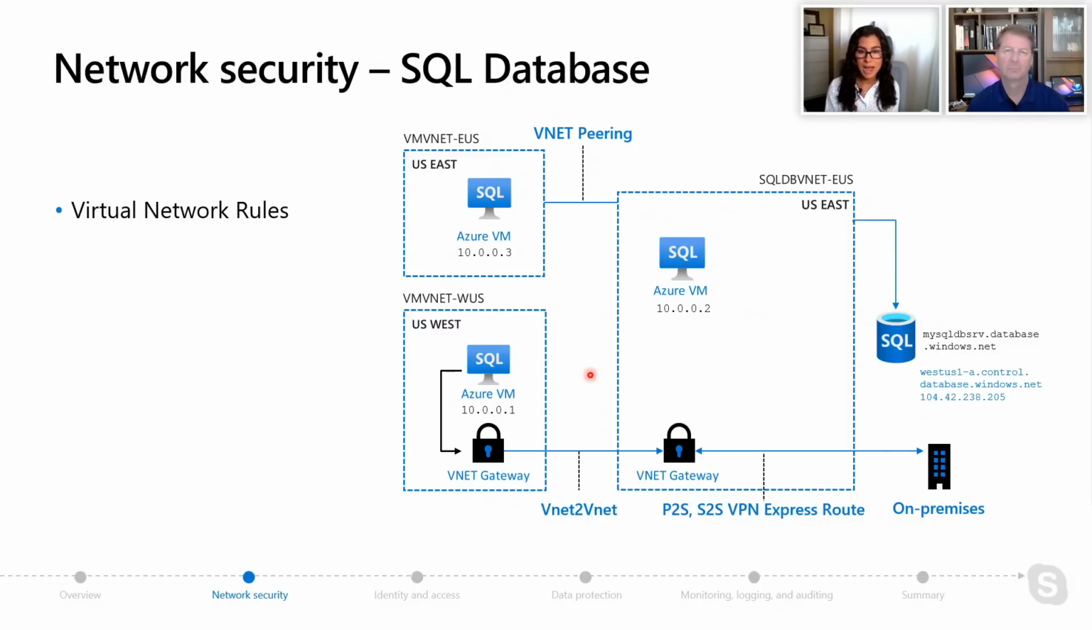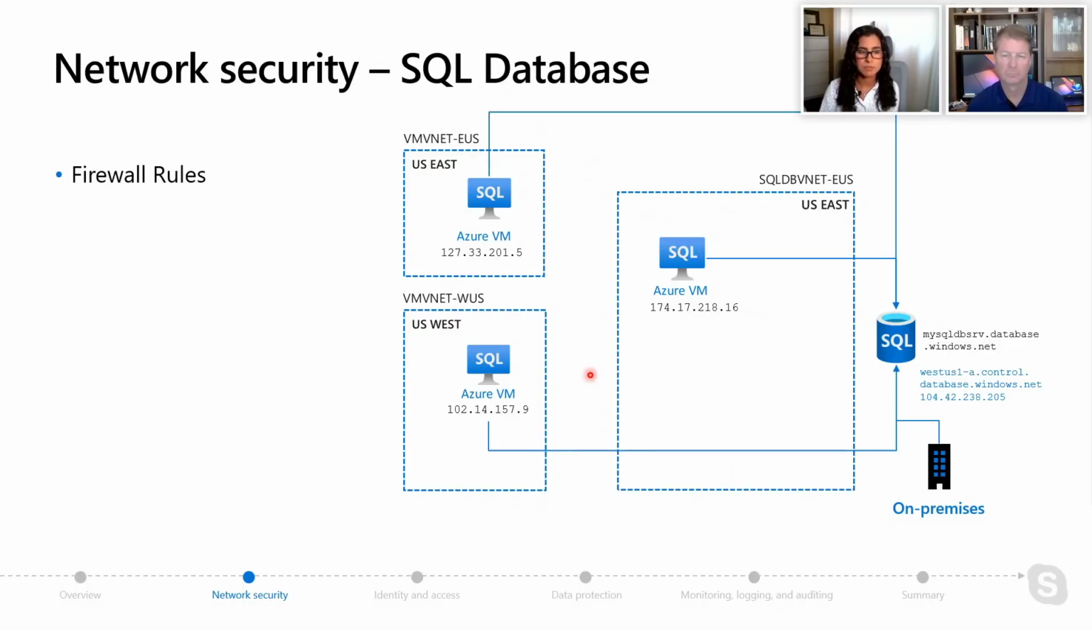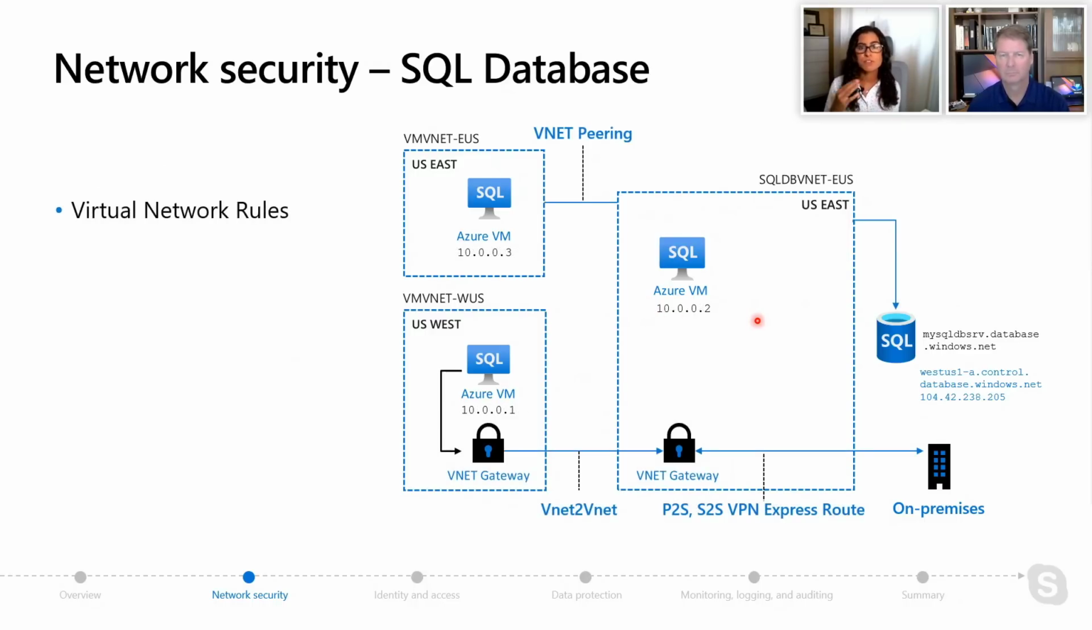Now, there's one more thing that happens when you do this that you don't get with firewall rules. So I'm going to flip back to firewall rules, and what you'll notice is from the database server, we're going to be picked up as accessing from the public IP address of the application or the virtual machine. Now, when we move to virtual network rules, what we get is we're now connecting from the private IP address of those virtual machine or application. So this gives us a little bit more security.